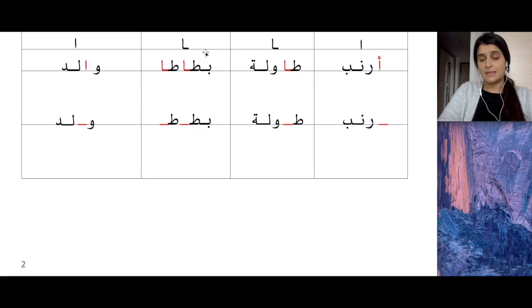Batata. Letter ta, we read it like t, not batata. We read it like batata. This is letter alif in the middle of the word and at the end of the word here. Letter alif connects just with the letter that is before it. There is no letter here, so letter alif will not connect with it.